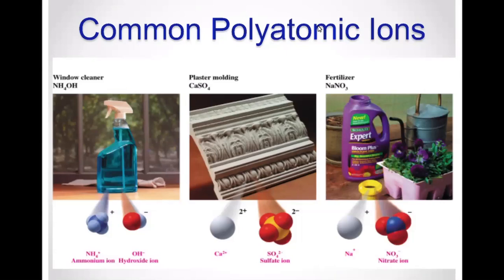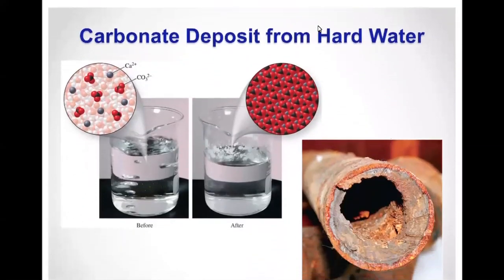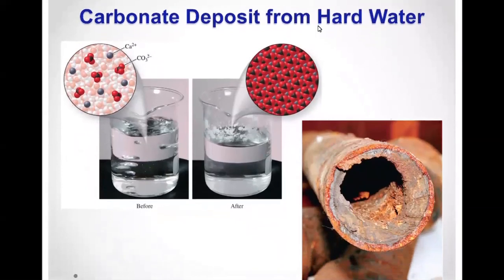So these substances are so common that you need to learn these names. Here's just one more example. Calcium carbonate. And carbonate is a polyatomic ion, and this is what causes the hard water buildup in pipes or the soap scum in your shower.